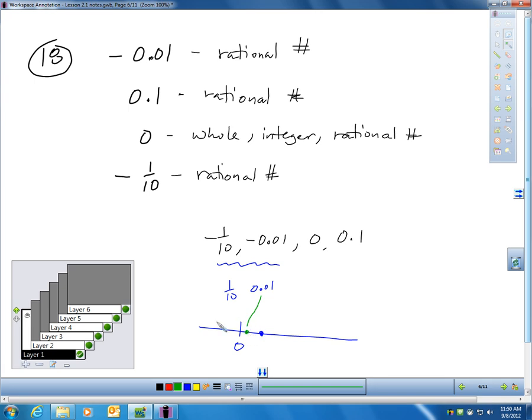But if you take the opposite, these are the opposites of positive tenth and positive 100th. Well, if I mirror those, negative 10th would be over here. Oop, I used the wrong color. I'm sorry. Negative 10th would be over here. Negative 100th would be over here. Well, can you see how negative 100th is actually farther right? It's the bigger of the two. Okay, so negative 100th is definitely bigger than negative 10th.